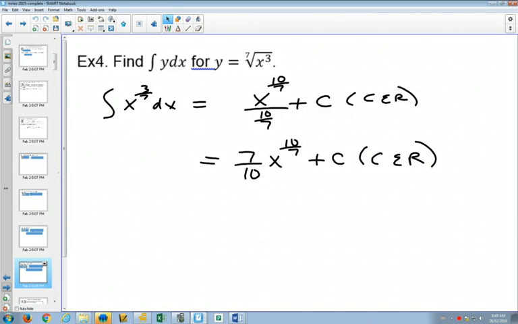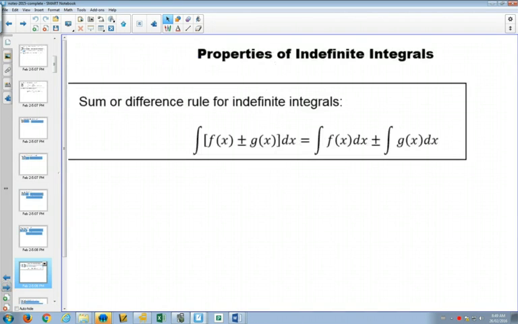Now, just like we had a sum and difference rule for differentiation, it makes sense that if you could just do the derivative of separate things and add them up, you can do the integral of separate things and add them up. So what this formula is saying is if you have two functions added together and you want to find the integral of them, you can find the integral of each one separately. So there's 4 examples there for you to try.